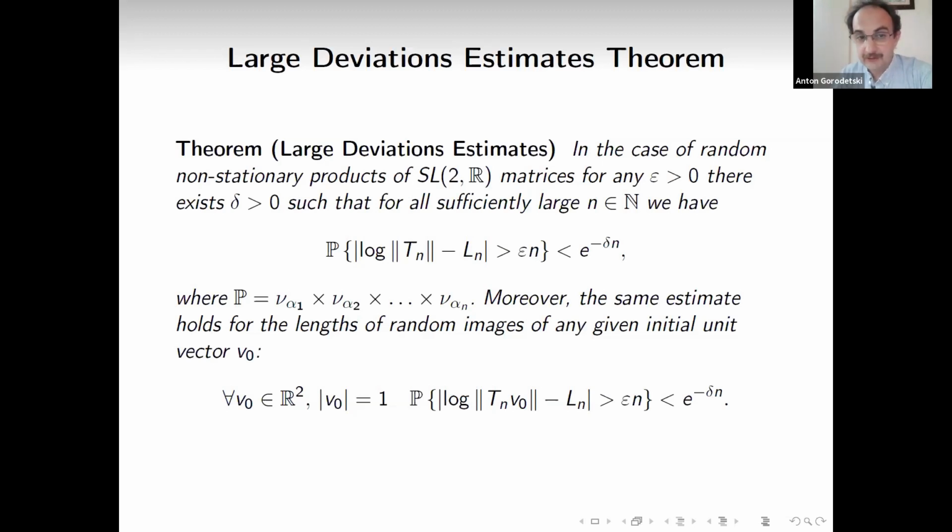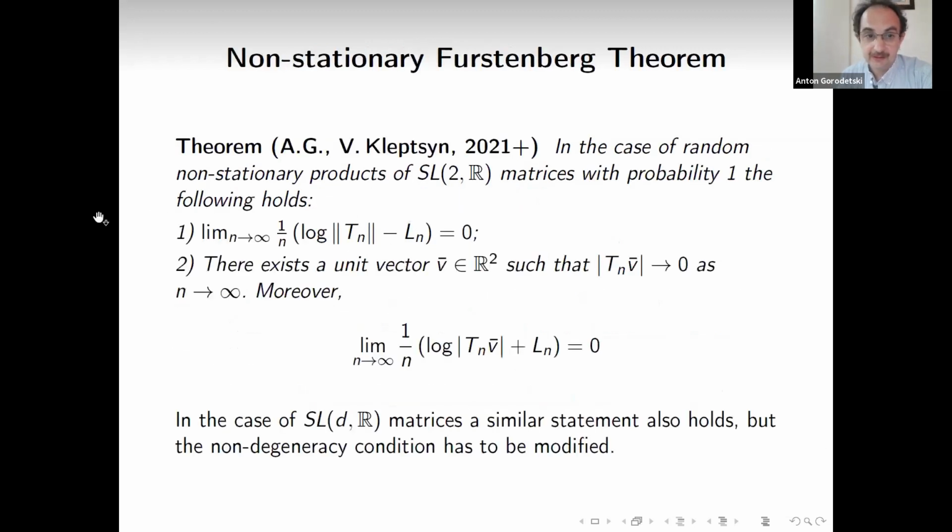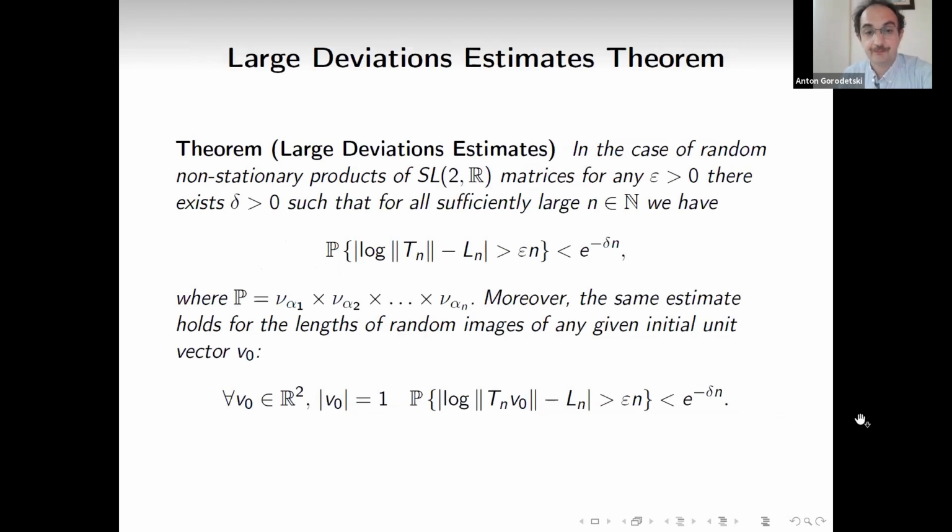So obviously, if we prove large deviation estimates, then the usual Borel-Cantelli-type argument implies the first result in our theorem, and the second result is a little bit trickier, but also follows. So how do you do that? The idea is the following.